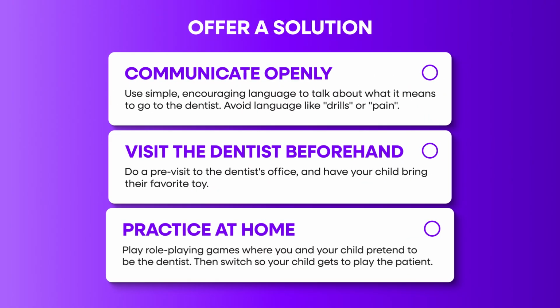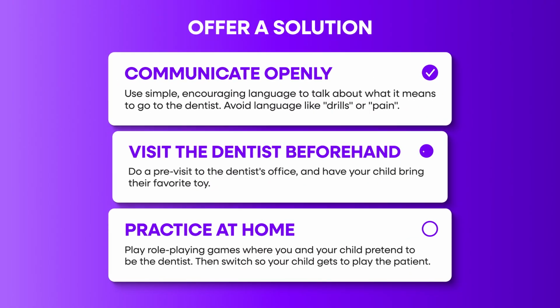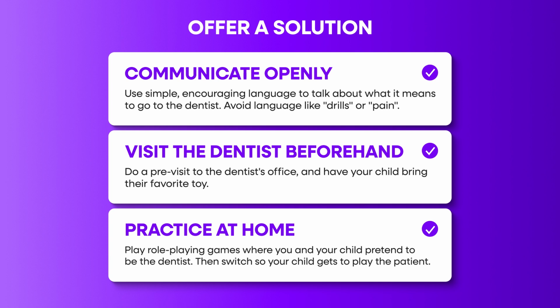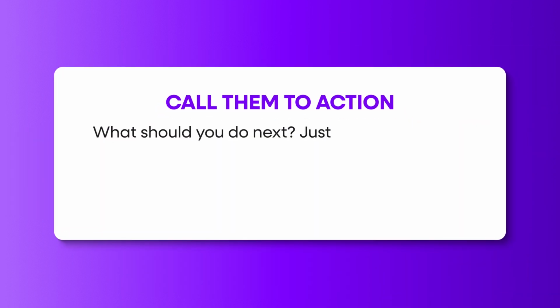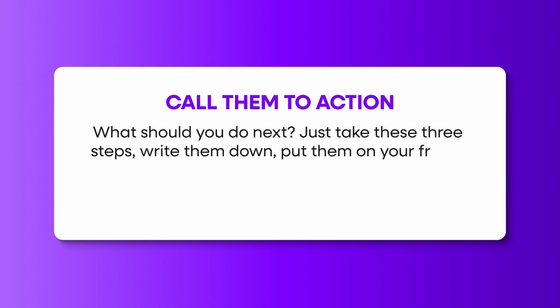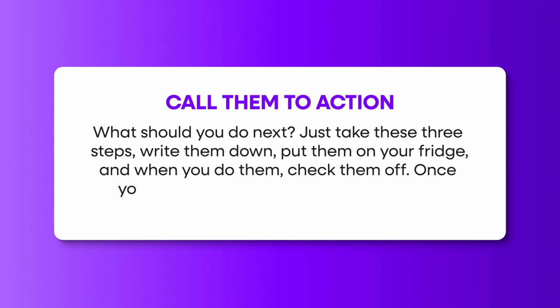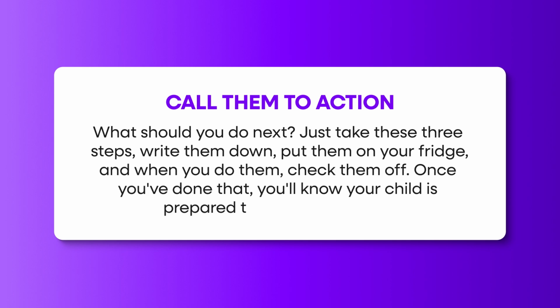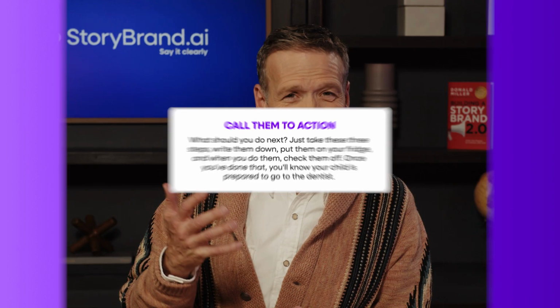So for our dentist, this could be as simple as writing that 3-step plan down on a piece of paper and checking off each step when they are accomplished. So at the end of the PDF, you want to say, hey, what should you do about this? Take those 3 steps, write them down, put them on the fridge, and when you do them, check them off. And if you've done that, you'll know that your child is prepared to go to the dentist. It's just that simple. So don't overthink this part of the lead generator. And feel free, by the way, to get creative or trust StoryBrand.ai to give you some creative ideas about how you can call your customer to action.